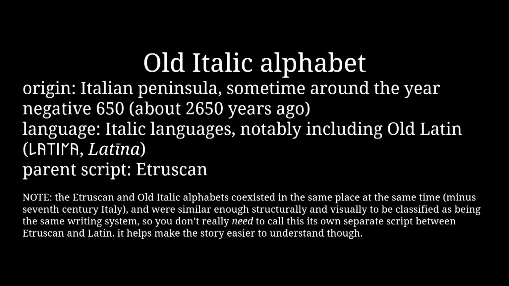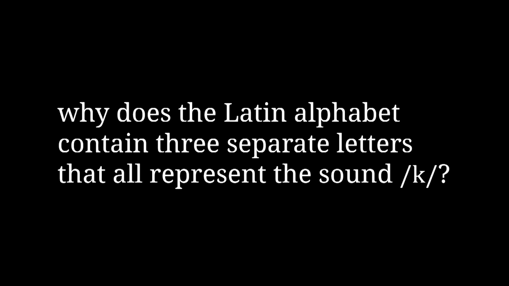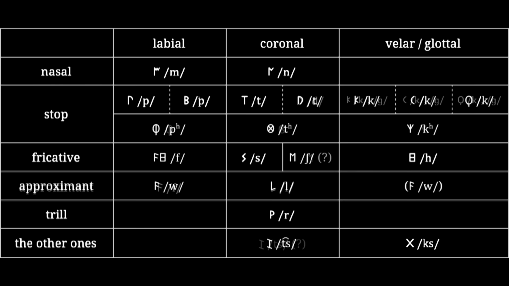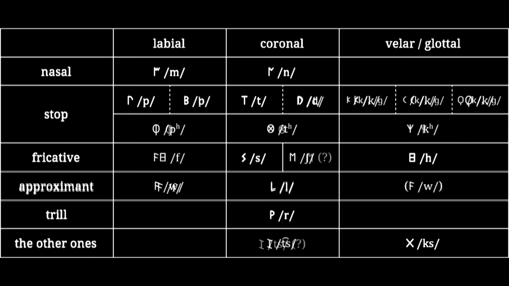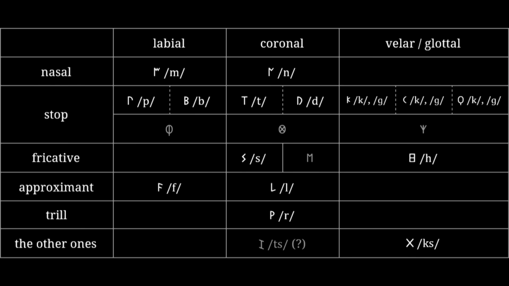These Old Italic languages, the most historically relevant of which being Old Latin, had 2 stop series distinguished by voicelessness and not aspiration. And it is here where we can finally answer the single most important question about the role the letter C has in the Latin alphabet. Why does the Latin alphabet contain 3 separate letters that all represent the sound k? While in the present, millennia removed from the initial invention of the Latin alphabet, the letters C, K, and Q are very often used for different things, Latin, at the point its alphabet was first invented, used all 3 of them for the same sound, or actually, sounds.